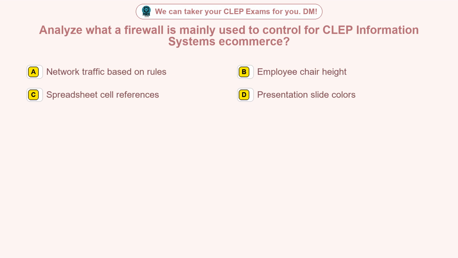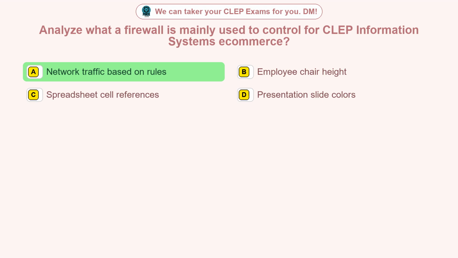Question 48. Analyze what a firewall is mainly used to control for CLEP Information Systems Ecommerce. Option A. Network traffic based on rules. Option B. Employee chair height. Option C. Spreadsheet cell references. Option D. Presentation slide colors. The correct answer is option A.